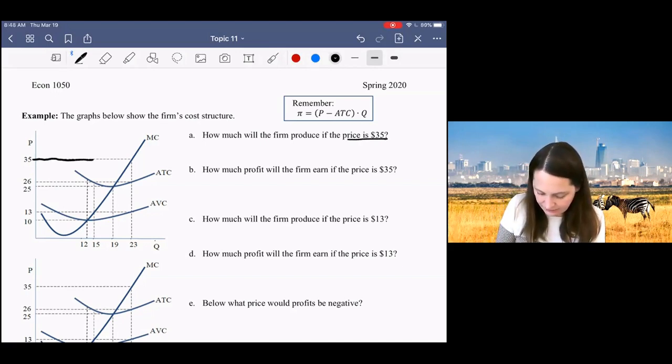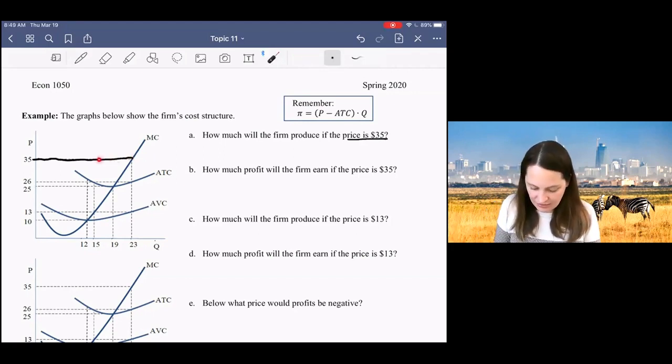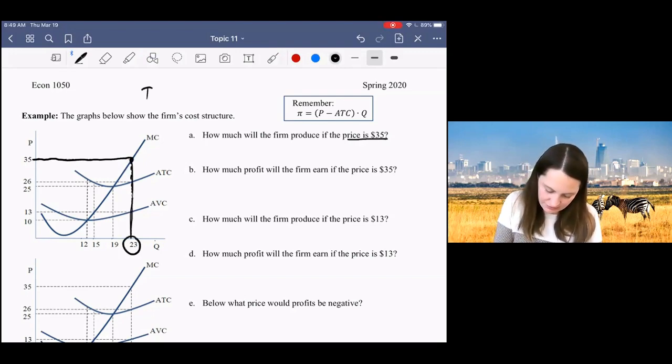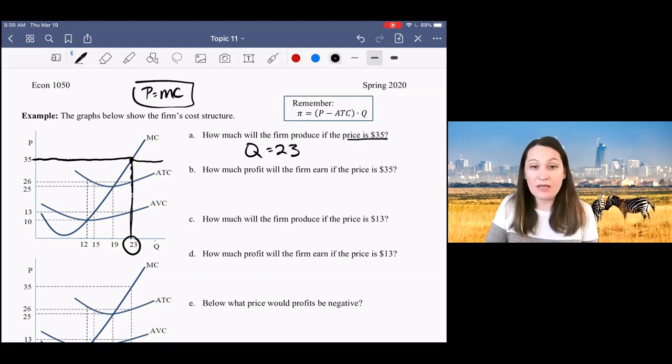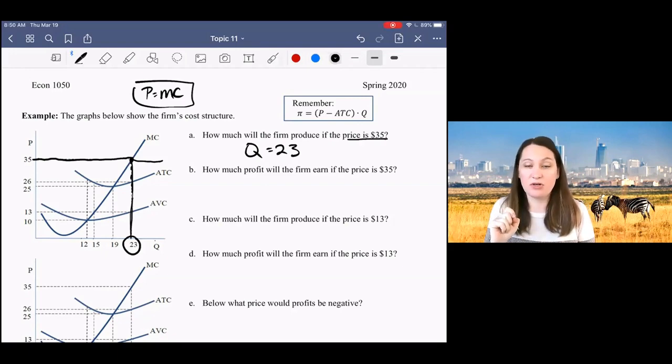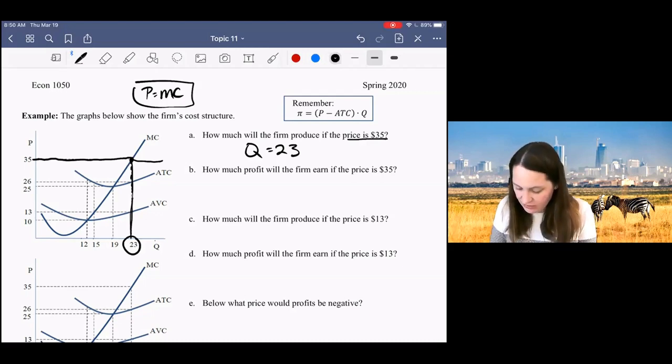That's here. What I'm going to do, always want to produce as long as my revenue is bigger than my cost, right? So we're coming across here at 35 all the way till we get to our marginal cost curve. And then this is the profit maximizing quantity here, where price is equal to marginal cost. I'm going to stop here at 23 units. So any price, you're going to come across till you hit the marginal cost curve, and then you're going to stop. How much profit will the firm earn if the price is 35?